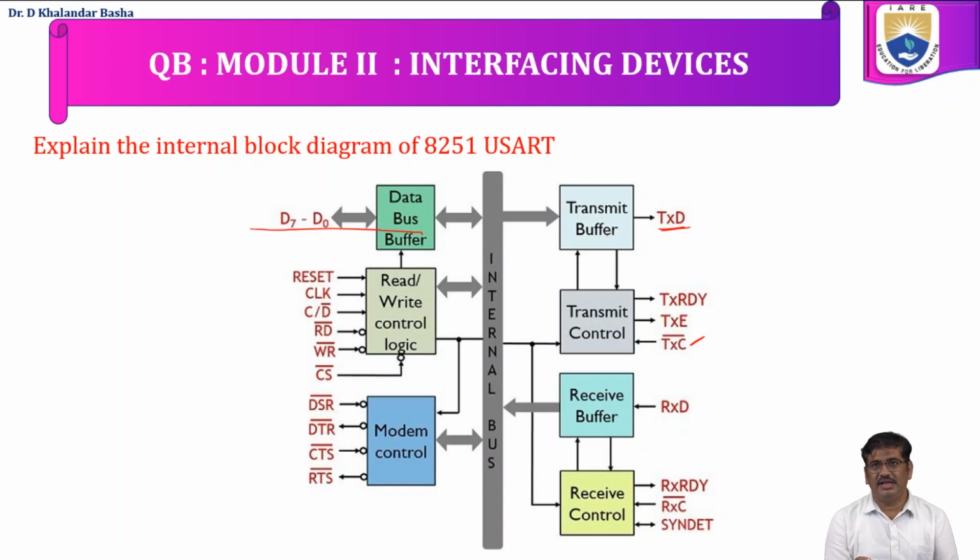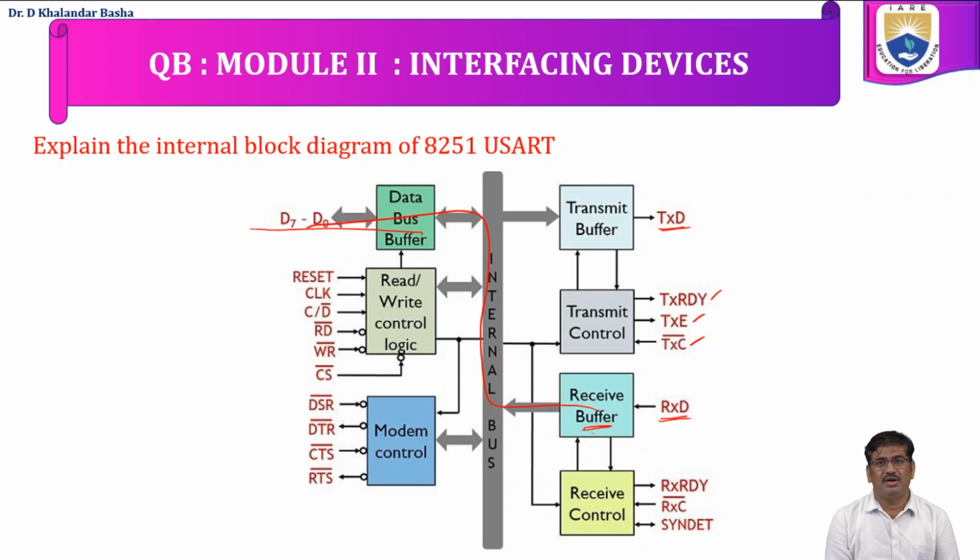Once the data is transmitted and the buffer is empty, that will be indicated on TXE, which is transmitter empty. The readiness of the transmitter will be indicated on TXRDY. When the processor is receiving, the data will be received serially. The data which you are receiving will be buffered in a receive buffer. Once all the data is received, this data will be sent to the processor through the data bus.